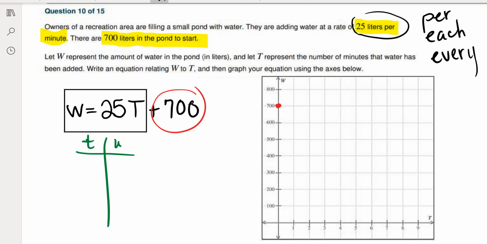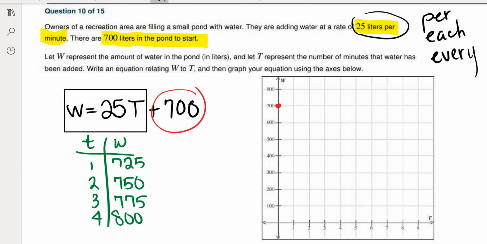So T and W. When the time was 1 minute, 2 minutes, 3 minutes, 4 minutes. 1 minute, the time would be 25, so I have 725. In 2 minutes, I'm going to have 25 times 2, which is 50, so that's 750. In 3 minutes, it's going to be 25 times 3, that's 75, so I have 775. And in 4 minutes, 25 times 4 is 100, so I would have 800.